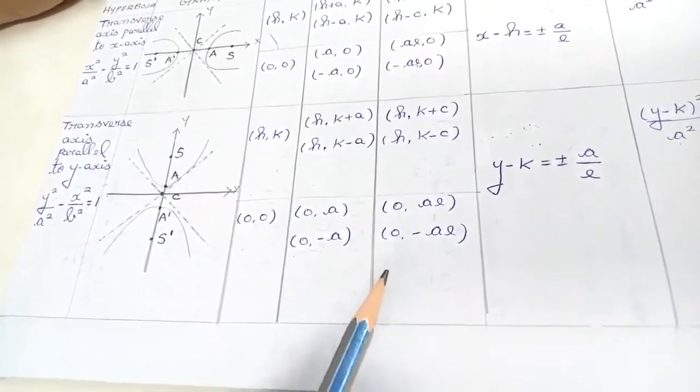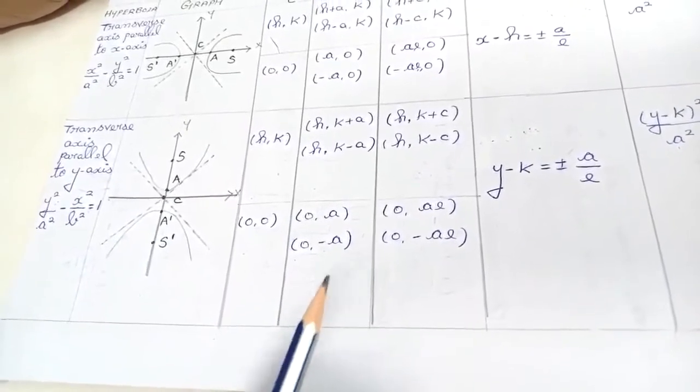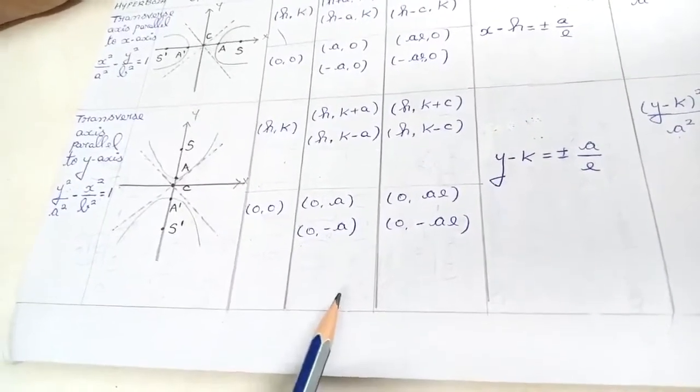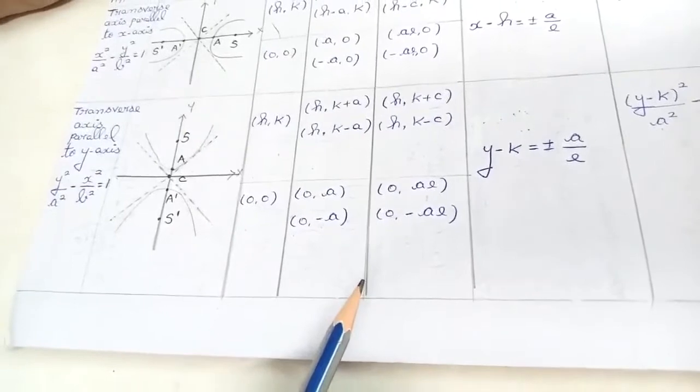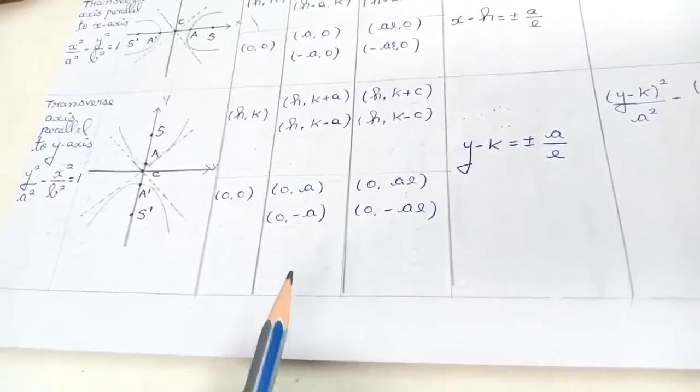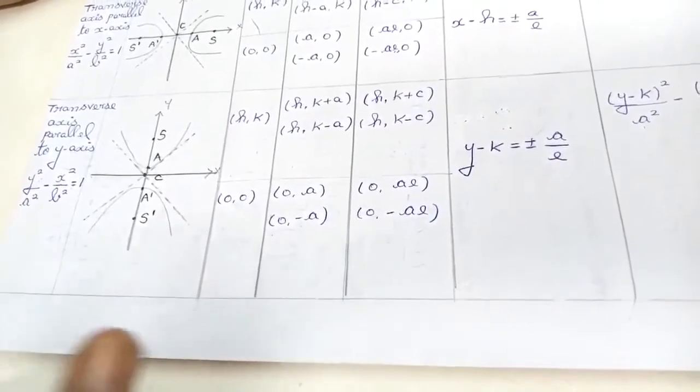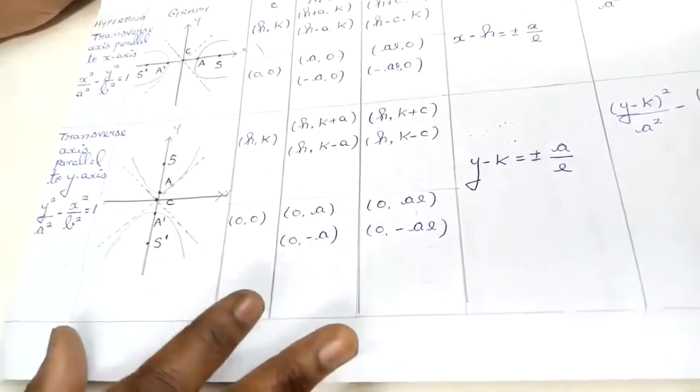So based on hyperbola and ellipse, we are going to see the sums, and not only this, we have a lot of concepts in your book, but what is important, what is the main thing you are going to apply in your sums, those things alone I just explained in this video.